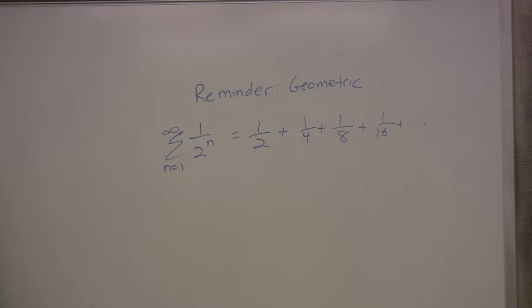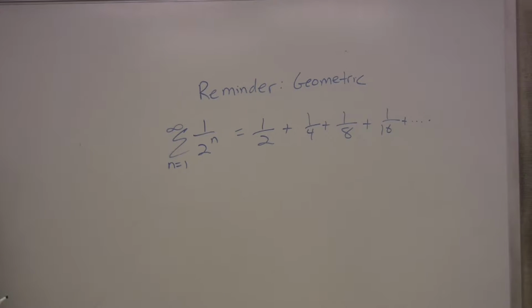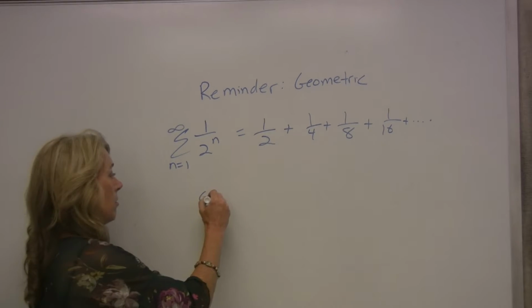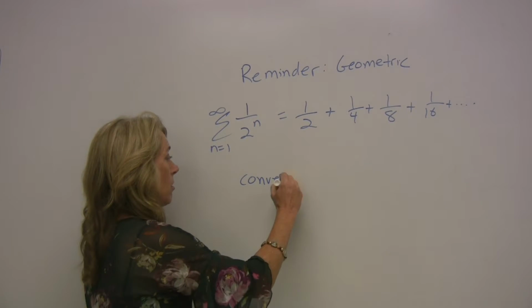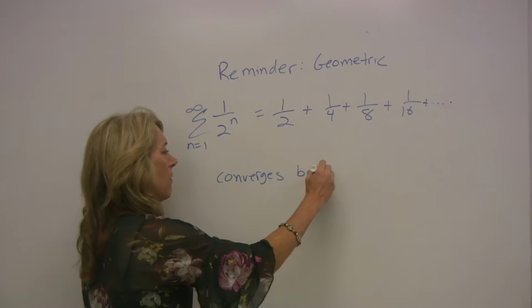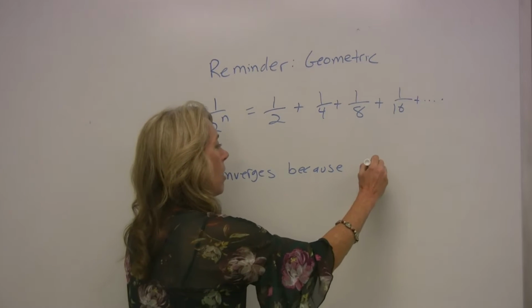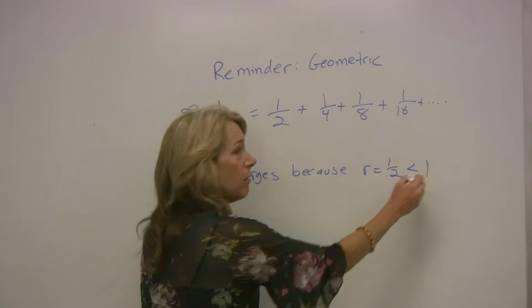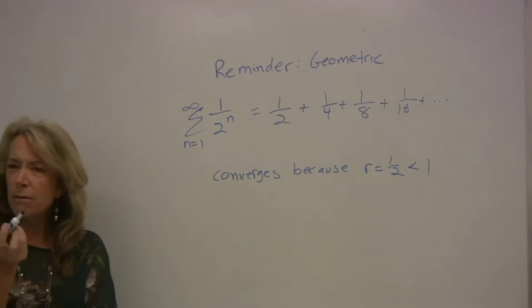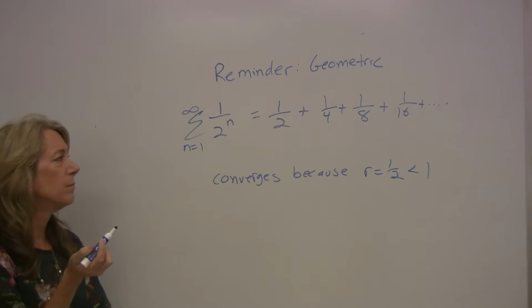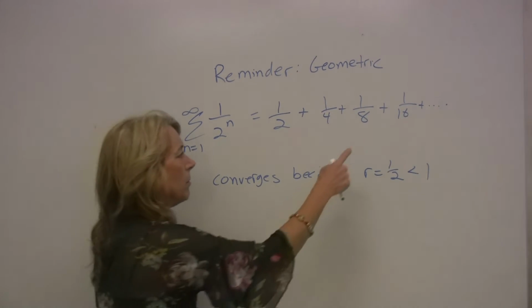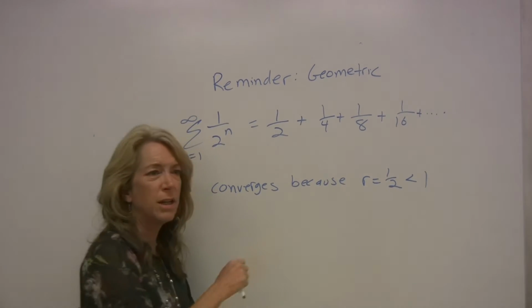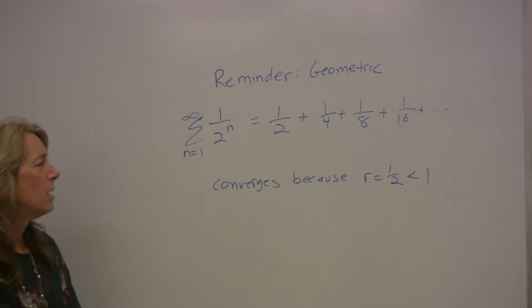And is it convergent? Why does it converge? What's r? r equals 1/2, and that's less than 1, right? How do we know r equals 1/2? Because the bottom is getting multiplied by 2 each time, and the top's only going up by 1.